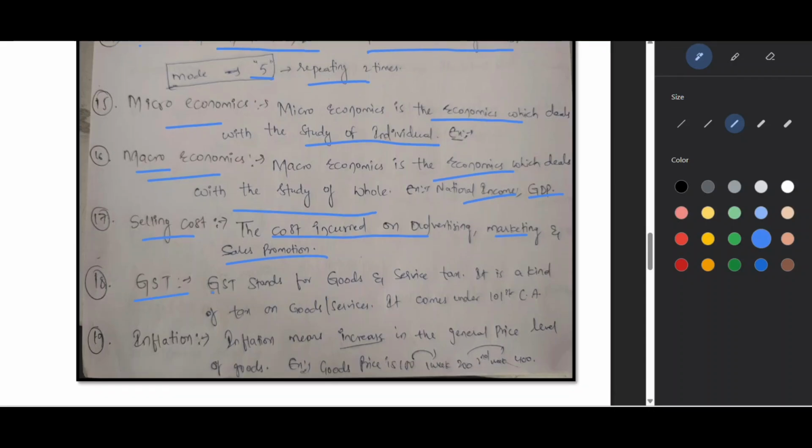The next one is GST. GST stands for Goods and Service Tax. It came under the 101st Constitutional Amendment Act in our Indian Constitution.